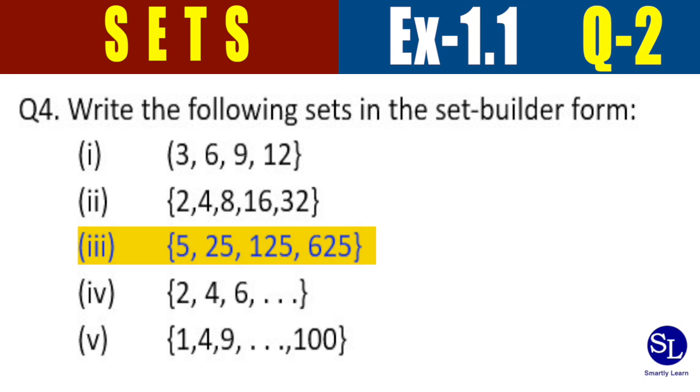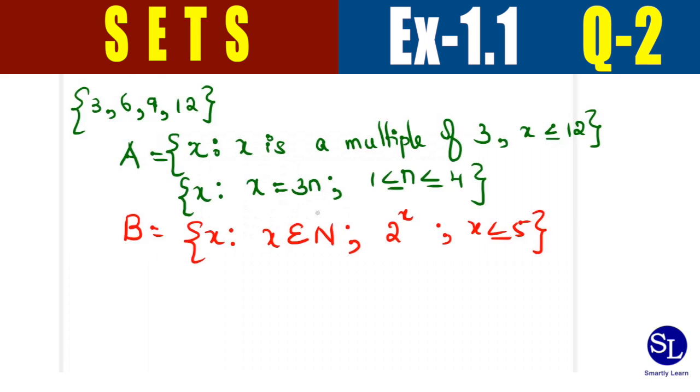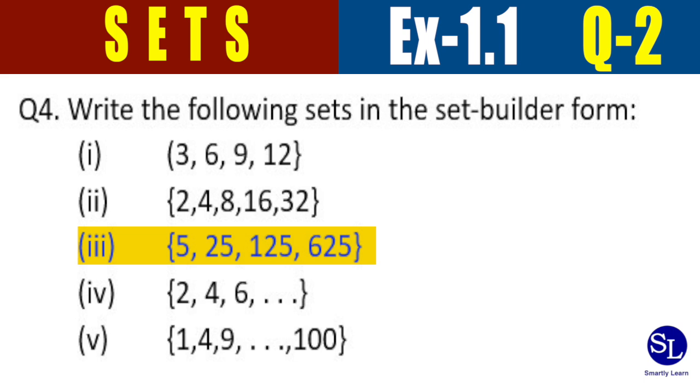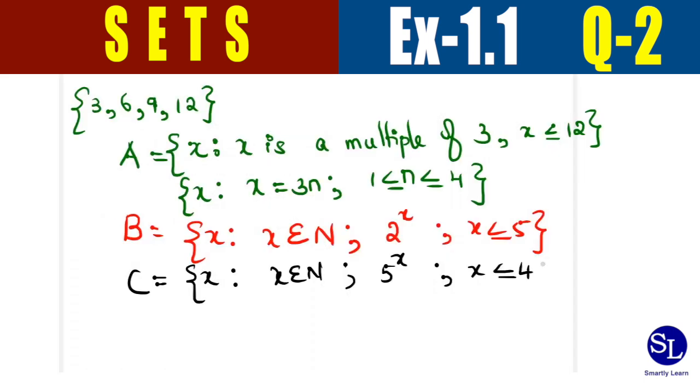Now let us look at the third question. 5, 25, 125 and 625. So whatever I have done for 2, I can replicate the same thing for 5. So set C is equal to having elements X such that X belongs to n and 5 power X, X less than or equal to, this time it is going up to 625. So I'm going to say less than or equal to 4. So 5 power 4 is 625. So we stop up till that. Since we have already declared n as a natural number, the X values are going to start only from 1. So even that is taken care of.